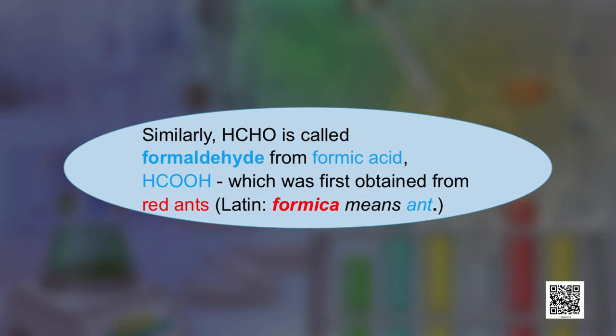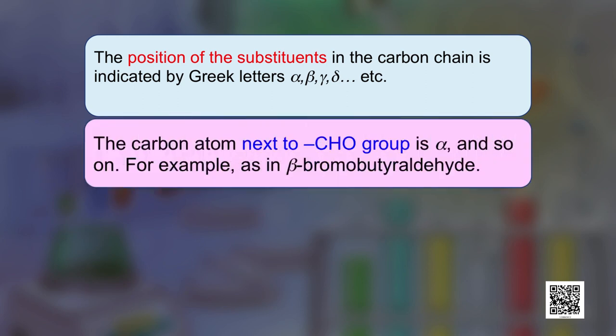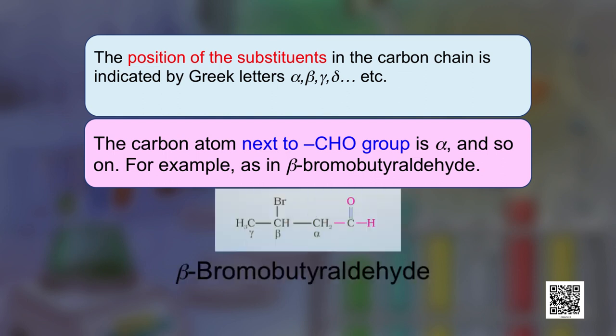Similarly, HCHO is called formaldehyde from formic acid, HCOOH, which was first obtained from the red ants. In Latin, formica means ant. The position of the substituent of the carbon chain is indicated by Greek letters alpha, beta, gamma, delta, etc. The carbon atom next to CHO group is called alpha, and so on. The next is called beta, and then the chain goes on. For example, in beta bromo butyraldehyde, whose structure is shown here, you can see that at beta position bromo group is present.